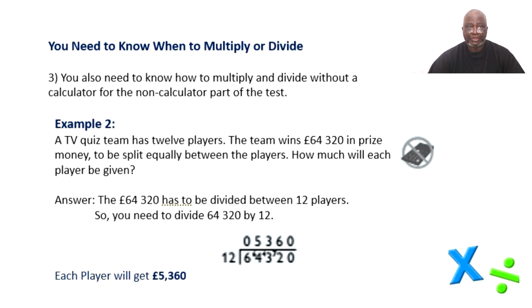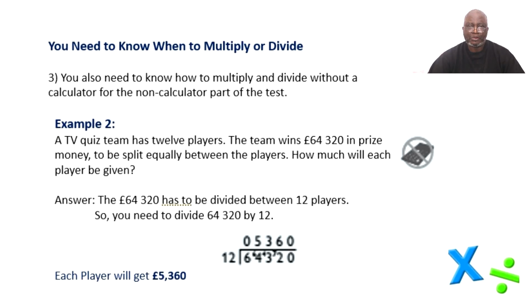How? By using division. The £64,320 has to be divided between 12 players. So, you need to divide £64,320 by 12, and that is the calculation at the bottom there, which will give each player £5,360.